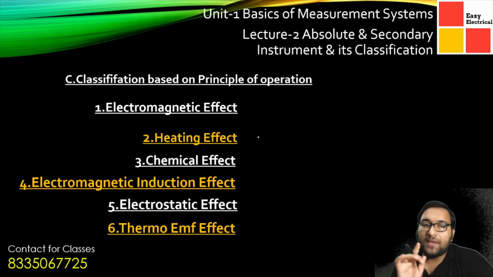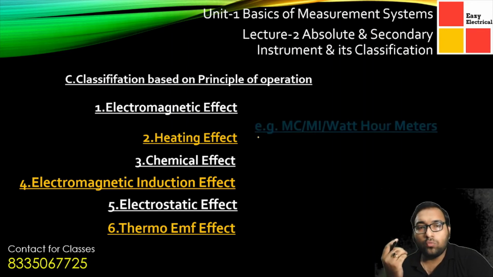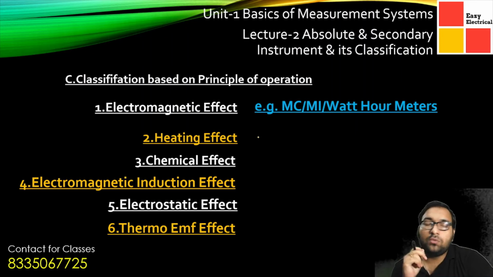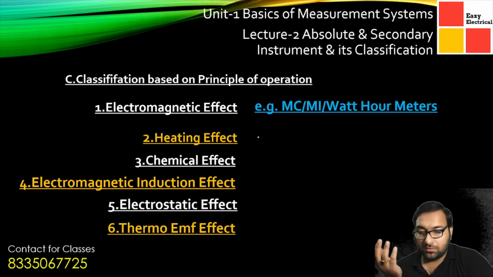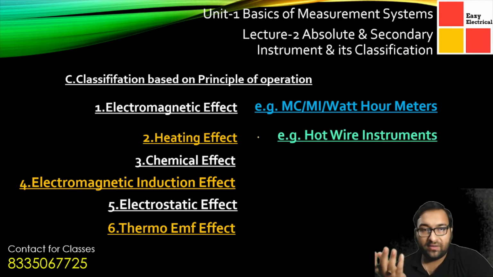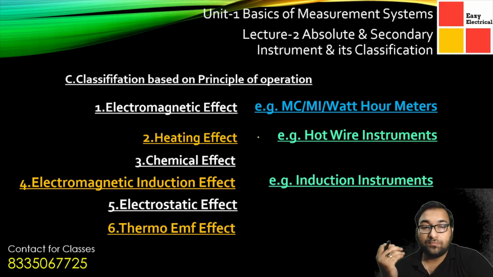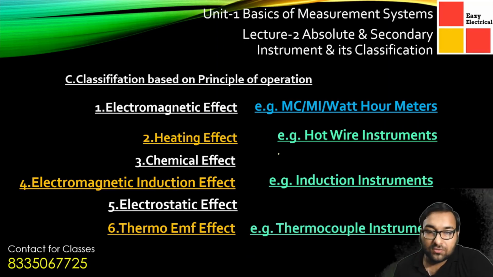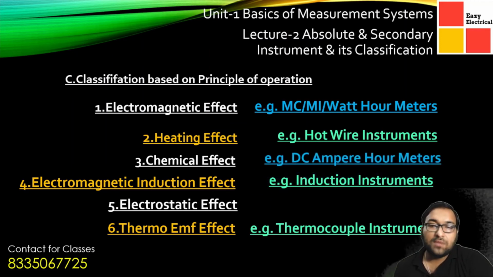So electromagnetic effect, we are basically using in moving iron or moving coil type or watt hour meter type instruments. In heating effect, we are basically using hot wire type instruments where the heating effect is used. In chemical effect, we can see that the DC ampere hour meters are there. That is not mentioned here, it will be coming up. Now you can see DC ampere hour meters are also there.